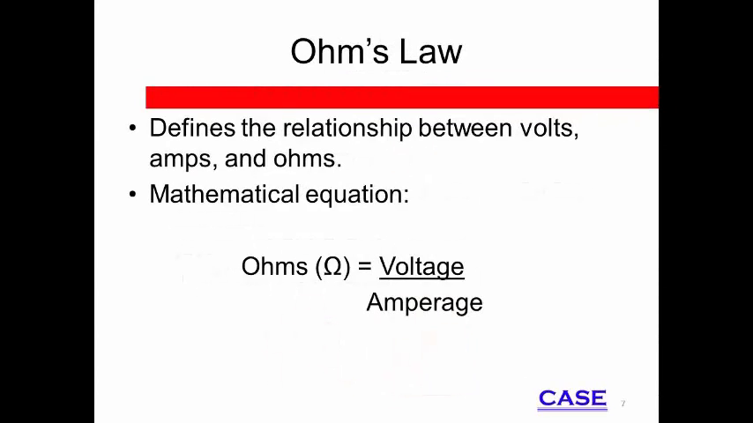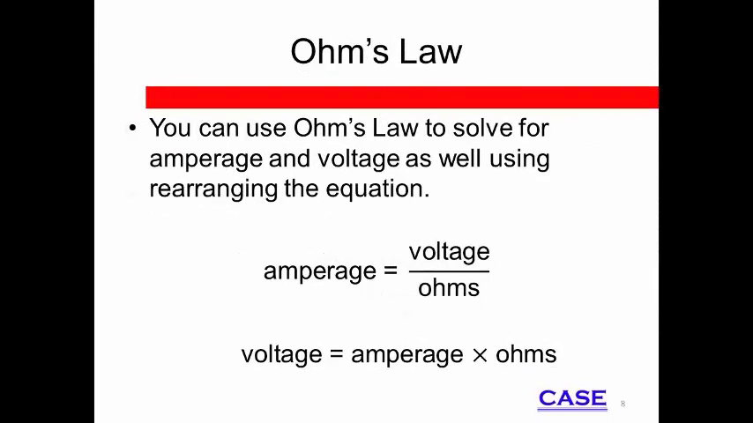Find electrical resistance, or ohms, in a circuit by dividing the number of volts by the number of amps in a circuit. You can use Ohm's law to solve for voltage or amperage in a circuit as well. Voltage is equal to amperage times ohms.